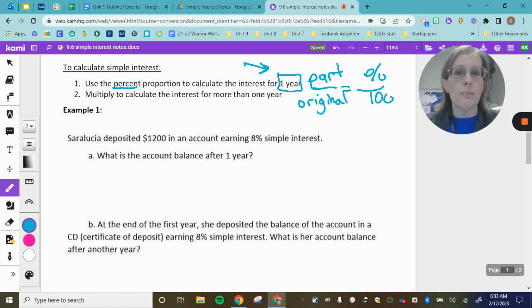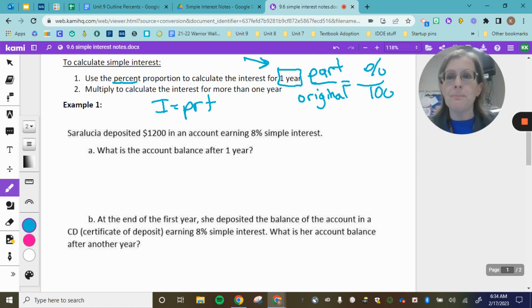There's also a formula that you might see. It's I equals PRT. If you really want me to show you that, I will, but the percent proportion is much easier because we've already been working on that. So after you find the interest for 1 year, then you can multiply to figure out how much it is for more than 1 year. So let's try a problem.